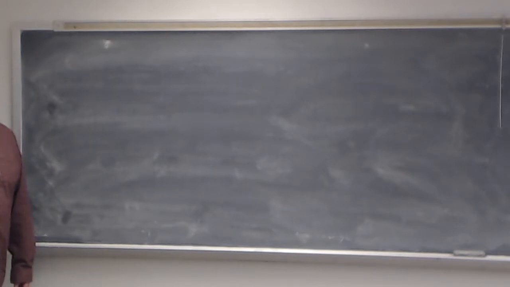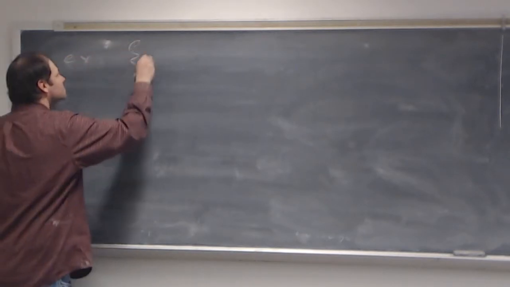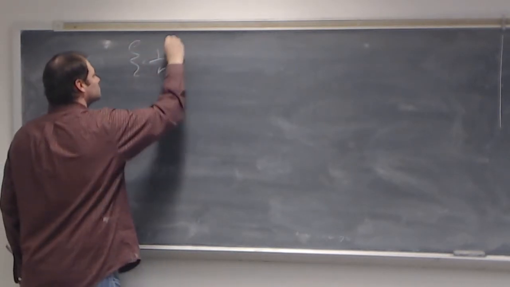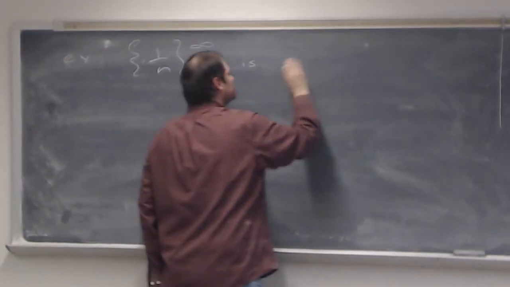Chuck, you know what my favorite one is? 1 over n. So let's look at that. Is it a Cauchy sequence?